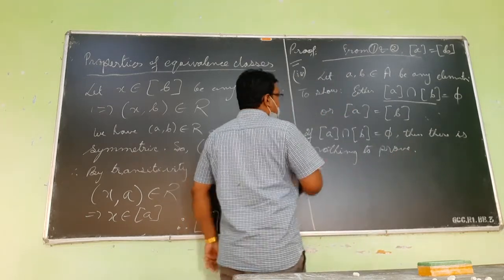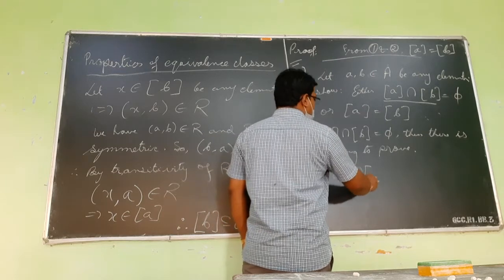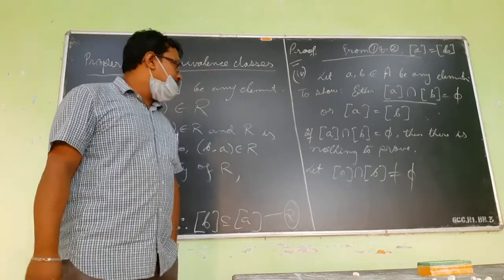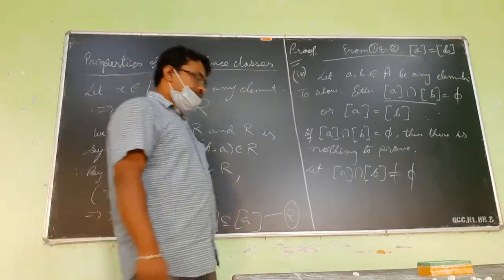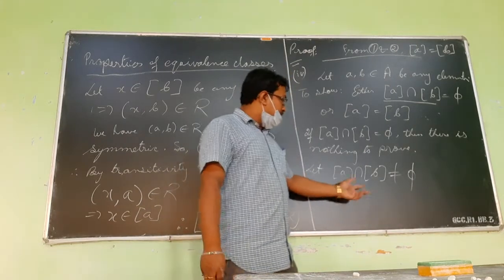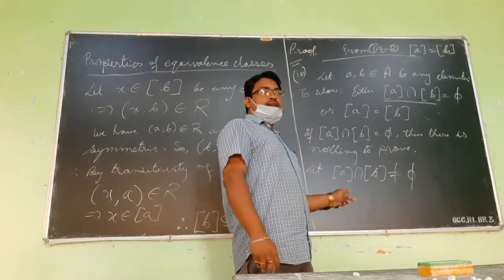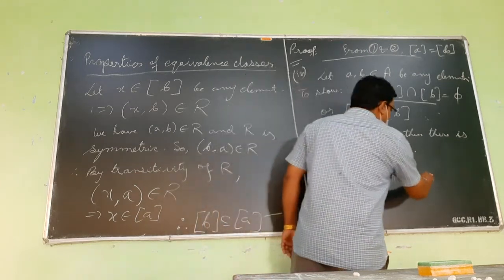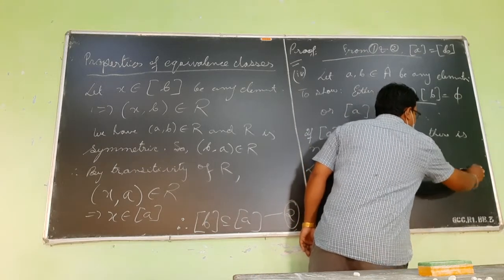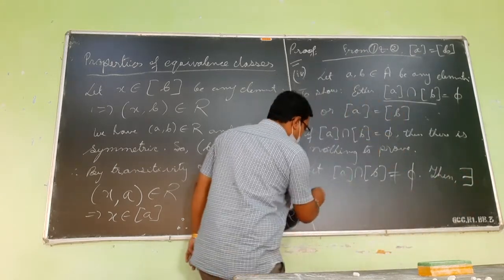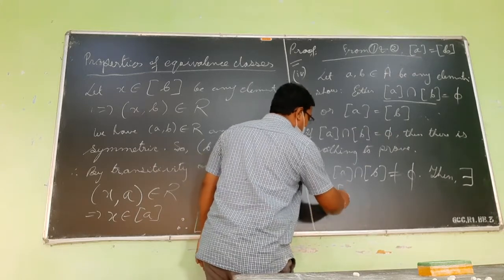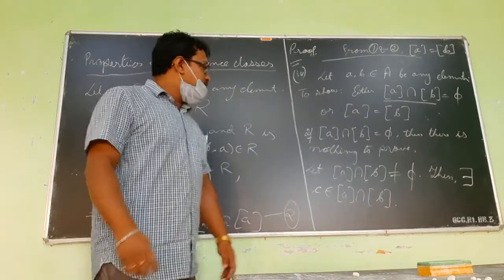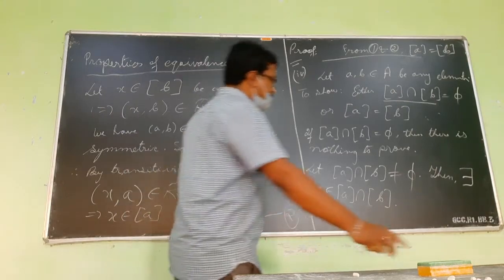So let class A intersection class B be not equal to phi. So it is non-empty. That means it will have some element. So let class A intersection class B not equal to phi, then there exists, this symbol means there exists, some element c inside class A intersection class B.